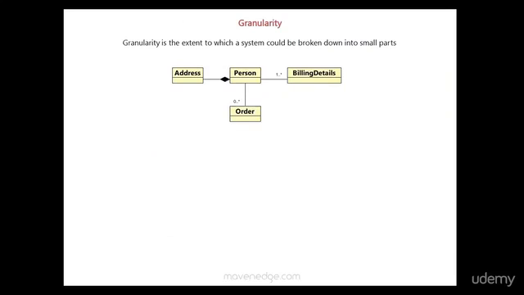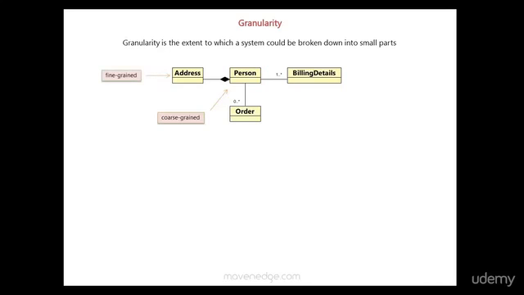The first mismatch we come across is granularity mismatch. Granularity is the extent to which a system could be broken down into small parts or components. In an application, we have many granular objects with various levels of granularity. For example, in an e-commerce application, a person is a coarse-grained object because it contains a lot of details about the person, such as person's address, orders placed by him, his billing details, and things like that. So the person object could be broken down into many small parts or components.